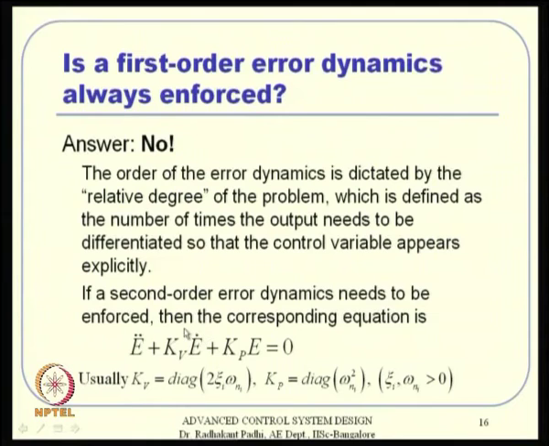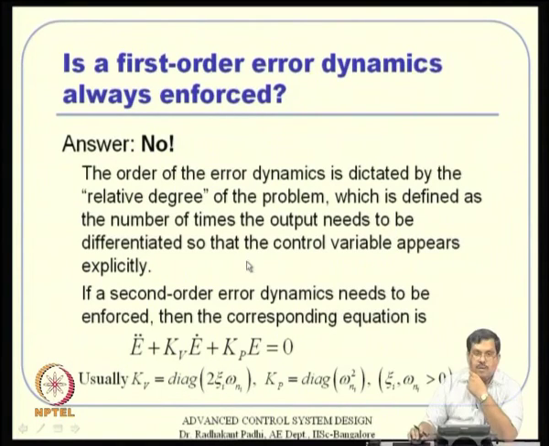Now, remember that the relative degree can differ across various channels. That means y1 can have relative degree 2, y2 can have relative degree 3 like that, and then the total relative degree turns out to be the addition of all these individual relative degrees. What I have shown here is possible only if all the channels have relative degree 2. If they have different relative degrees, you have to enforce different dynamics in different channels. That is also possible.